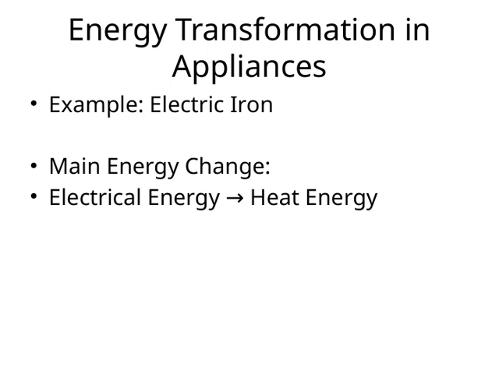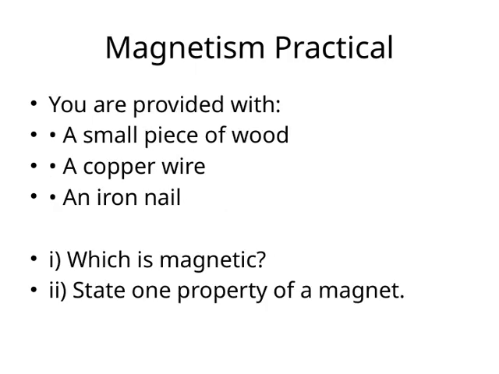All right, in this practical, you're given a few simple objects: a small piece of wood, a copper wire, and an iron nail. Now, the first question is, which of these is magnetic? Well, the answer is the iron nail because iron is a magnetic material, meaning it can attract other magnetic objects. The wood and copper wire, on the other hand, are not magnetic.